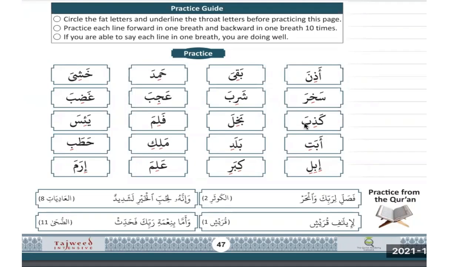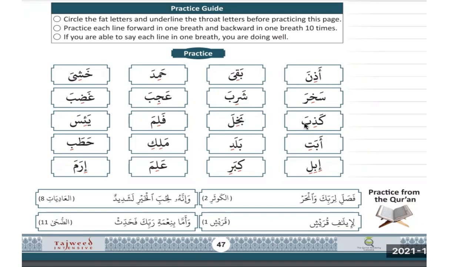Ajiba. Very good, MashaAllah. And the next word has the Ghain. Ghain, again, it's a throat letter, like a gargling sound. Kha, gha. Yeah, Ghain, it's a heavy letter.